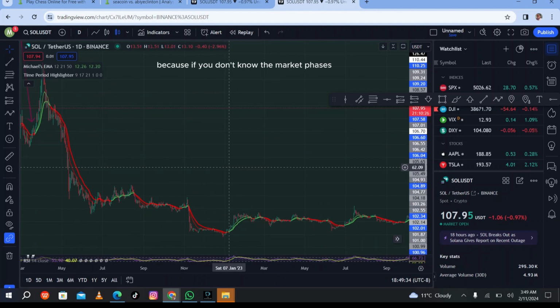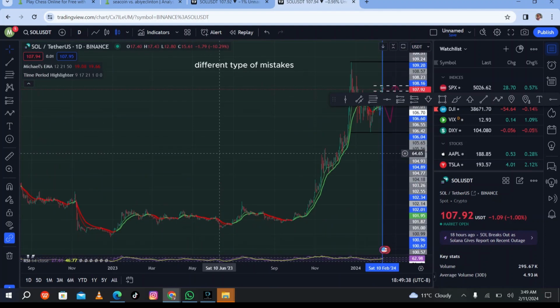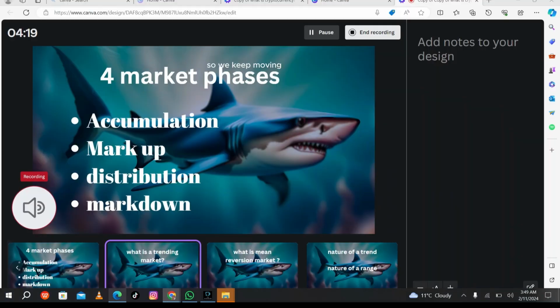Because if you don't know the market phases, you continually make mistakes, different types of mistakes, and take different types of trades that would always land you back in the negative. So we keep moving.